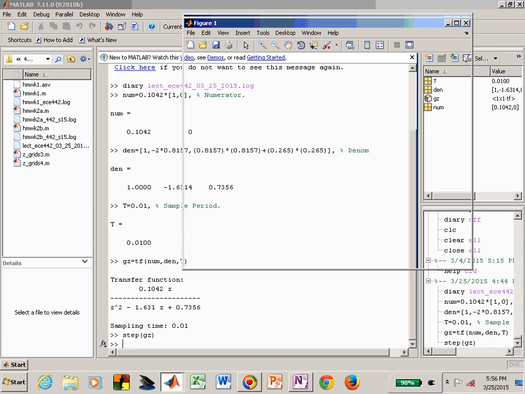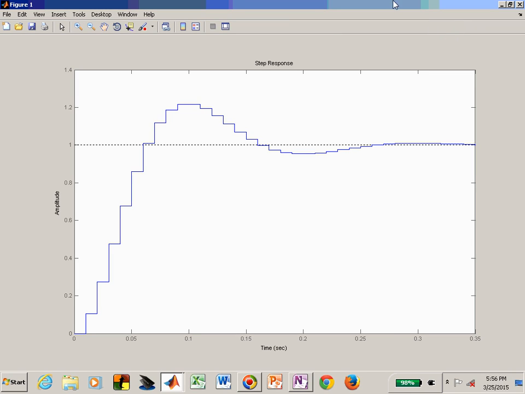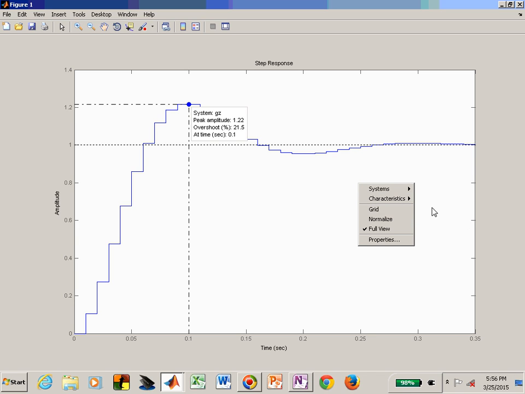Wow, really? There is now my step response. And if I right-click on this, I could actually look at some of the characteristics. I could look at the peak response. I'll put my mouse over that and click with the left mouse to lock that information on. I'm peaking at 0.1, which is what I said. And now I can do a right mouse, characteristics.